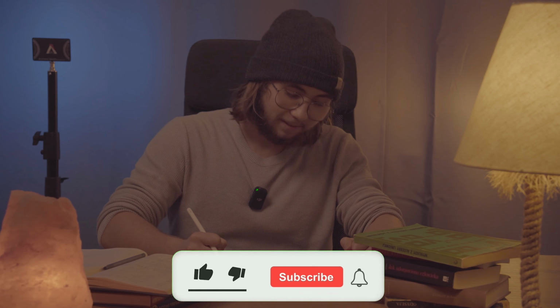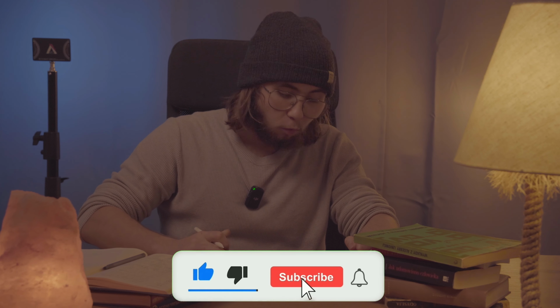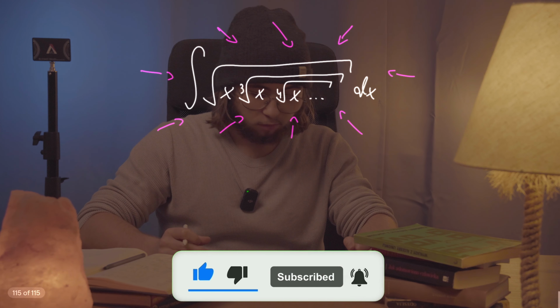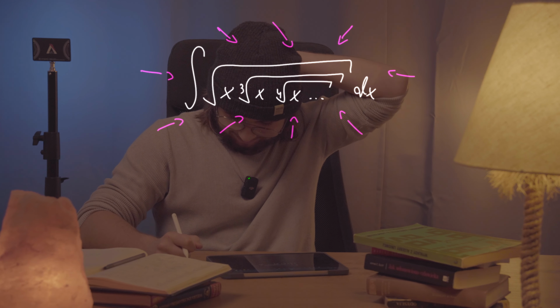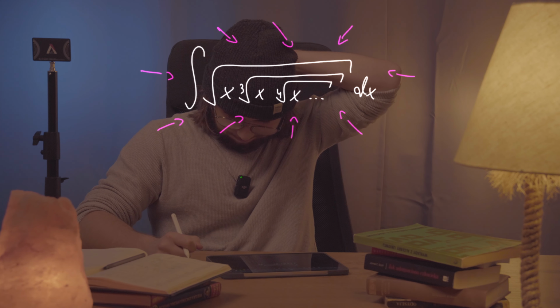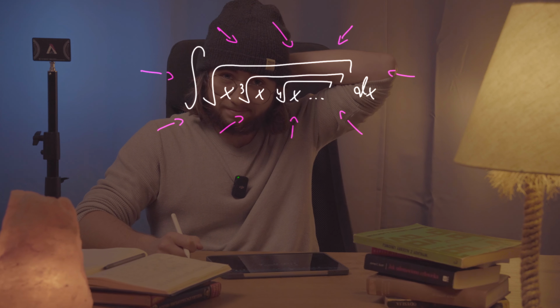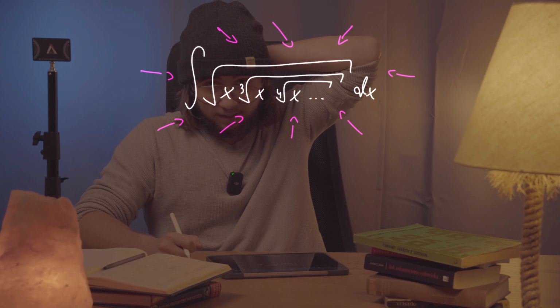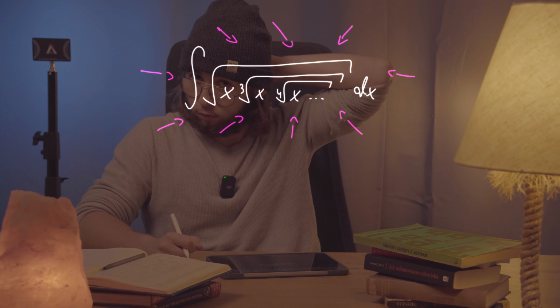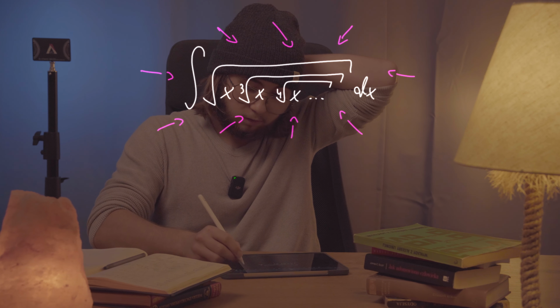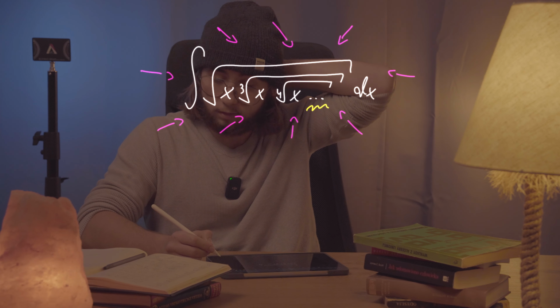Okay guys, so today I'm going to be integrating another lovely integral from the MIT integration bee, this time from 2018. Let's roll. We're supposed to find the antiderivative of this infinite root tower: the square root of x multiplied by the cube root of x multiplied by the fourth root of x, and so on. We're just going to do this infinitely long.